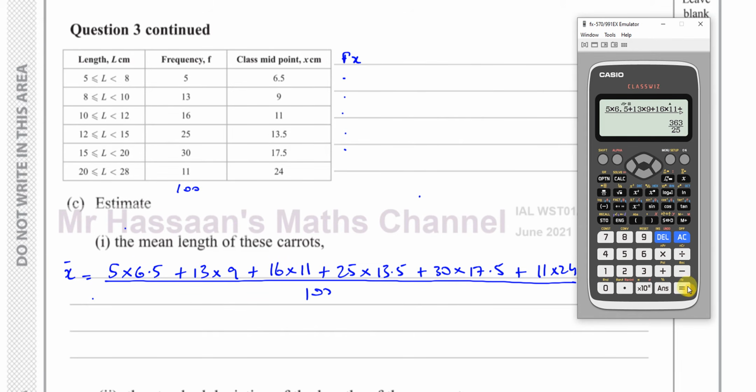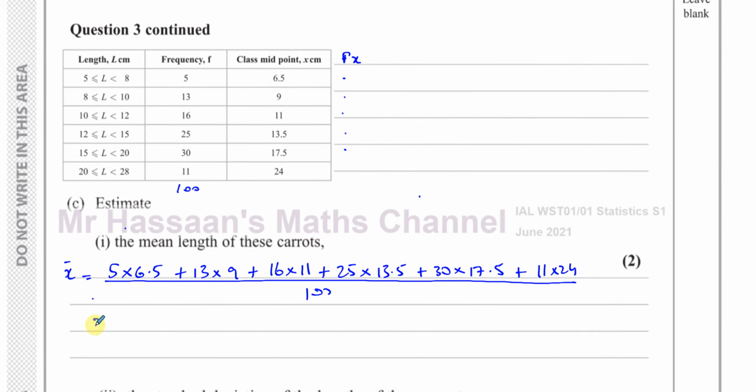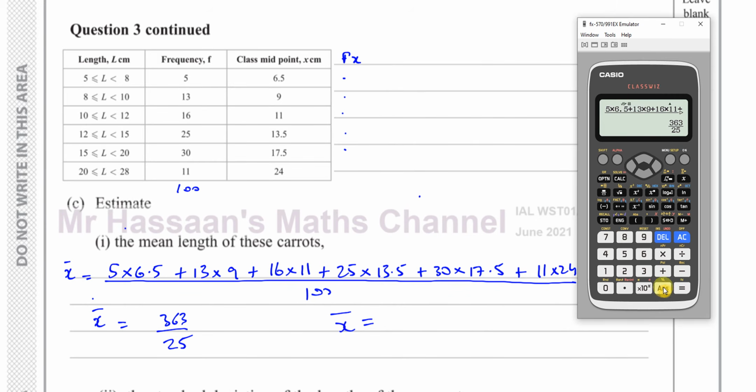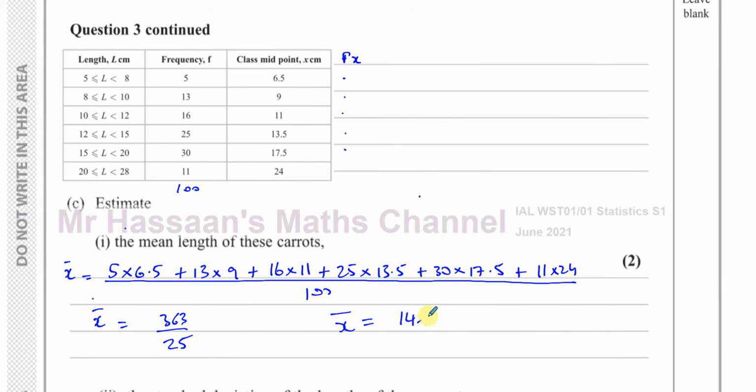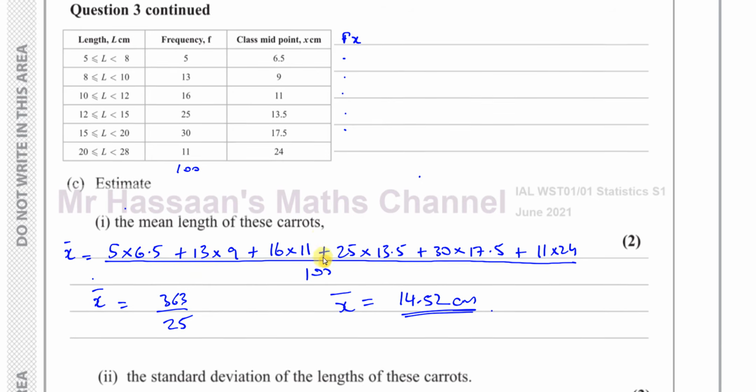There's 100 items, and that gives us 363 over 25. I'll write it in its exact form first because we might need the exact form. 363 over 25, sorry. Be careful. So we can say an estimate of the mean is going to be equal to 14.52 centimeters. That's an estimate of the mean. Okay, so we found that.